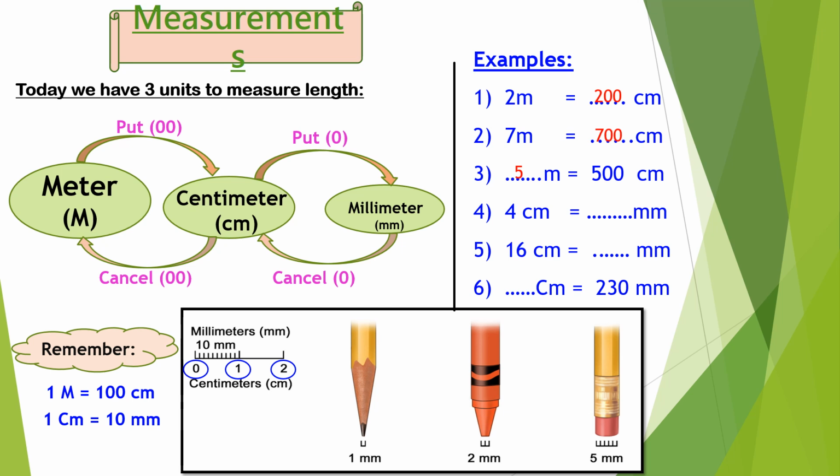16 centimeters, we will put what? 1 0. So it will be 160 millimeters. And in the opposite direction, if we have 230 millimeters and we want to convert them to centimeters, we will cancel 1 0. So it will be 23 centimeters.